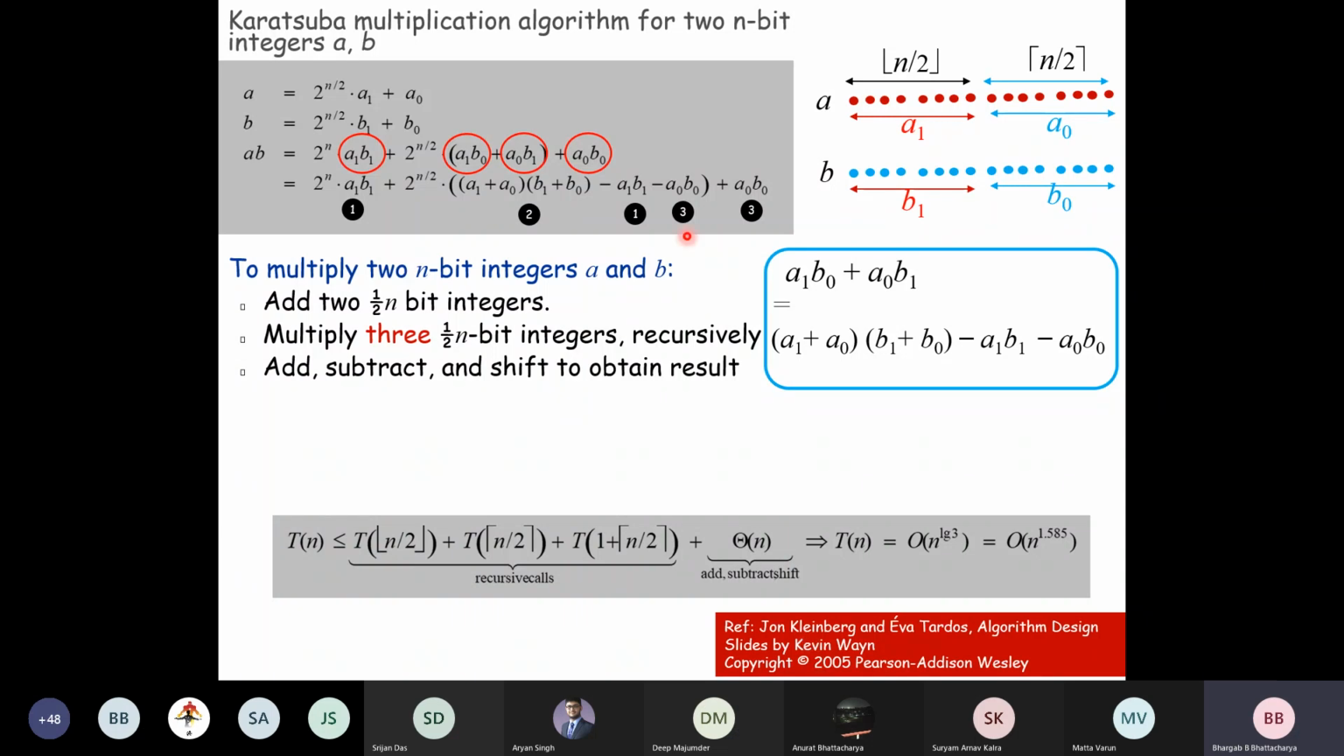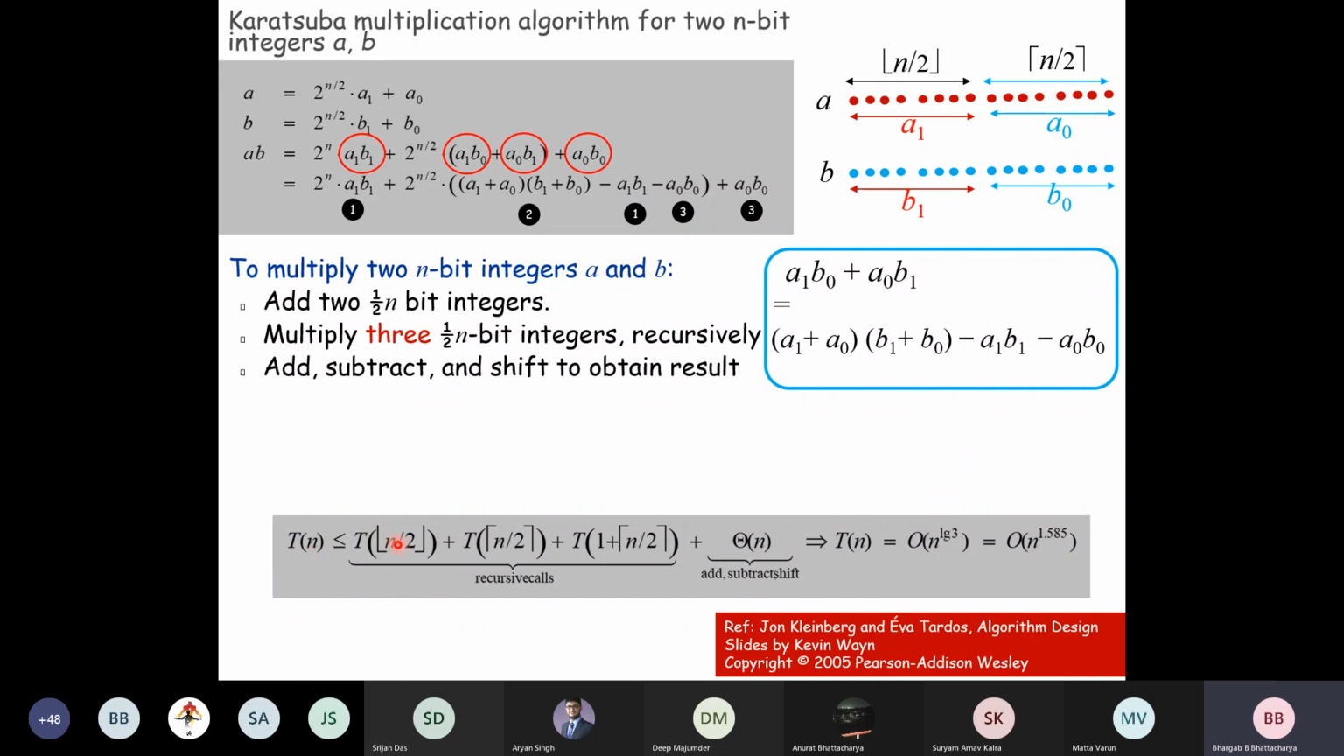You need a subtraction also. Subtraction is equivalent to addition in binary arithmetic, right? And you need shifting also to implement this multiplication by 2 to the power n. Anything which is multiplied by a power of 2 is nothing but shifting left by so many bits, n bits. So the recurrence goes this way.